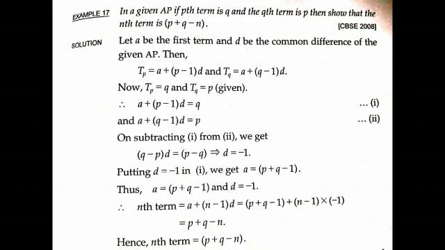And as we know, the nth term of the AP is given as A plus (n minus 1) into D. So putting the values of A and D, I have p plus q minus 1 plus (n minus 1) into minus 1. After simplification, it is equal to p plus q minus n. Hence, the nth term is equal to p plus q minus n, which we were supposed to prove. Moving to the next question.